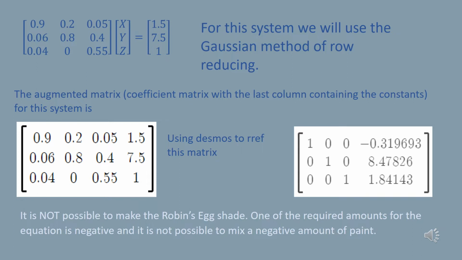I mean, the system mathematically has a solution, but in terms of this application, I can't put a negative amount of the first paint into my blend. I could put 8.47 gallons in, I could put 1.84 gallons in, but there's no way for me to put a negative amount of paint in. So there is actually no way to form the shade robin's egg with those 3 shades of paint.